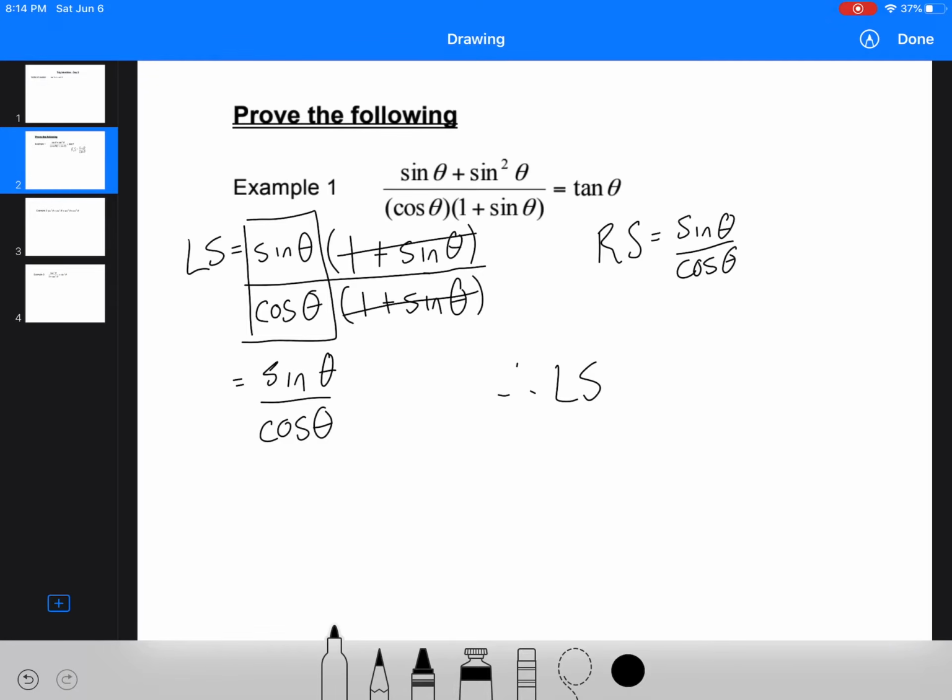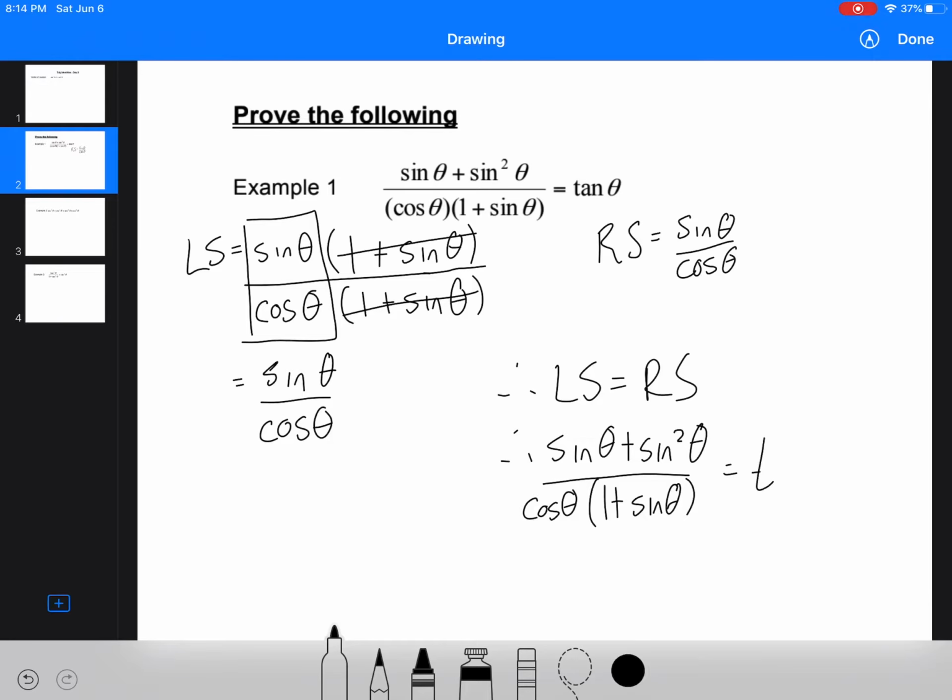Therefore, left side equals right side. Therefore, sine theta plus sine squared theta over cos theta, 1 plus sine theta equals tan theta. Now, you could have done a lot of rearranging.